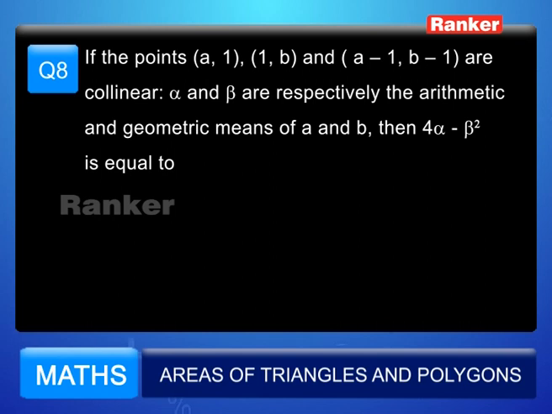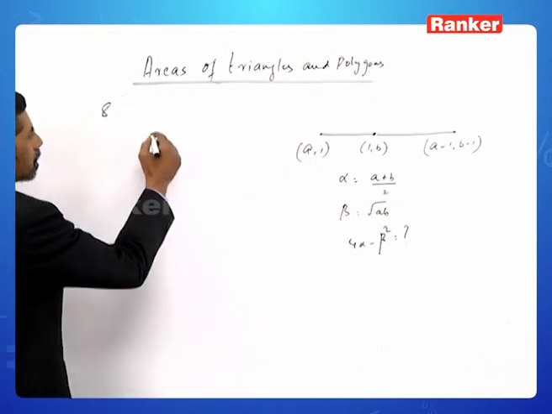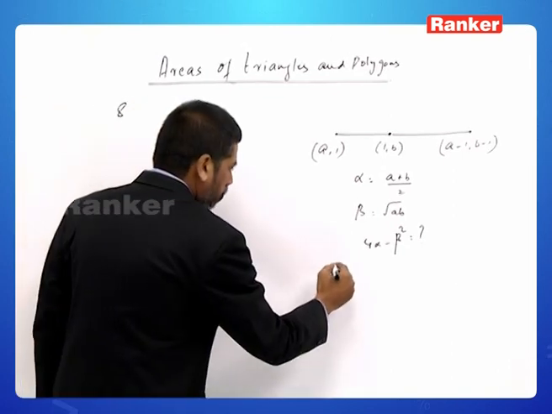Question number 8, we have got 3 points which are collinear. There are unknown parameters a and b, but there is another information, alpha and beta are the arithmetic and geometric means between a and b. This is given. So a and b of course should be positive. What could be the estimate of 4 alpha minus beta squared? So because the points are collinear, area will be 0. So let's compute that.